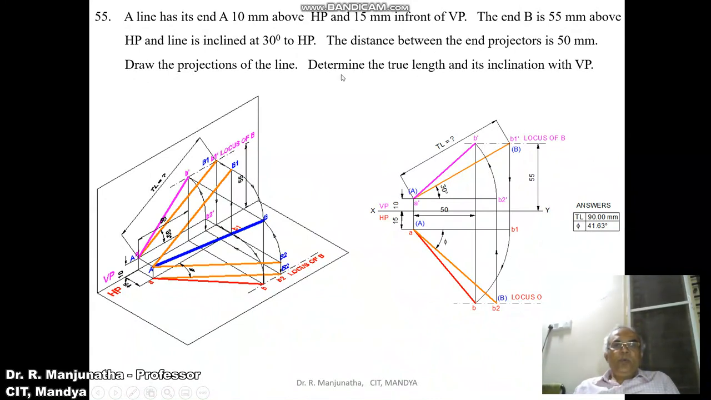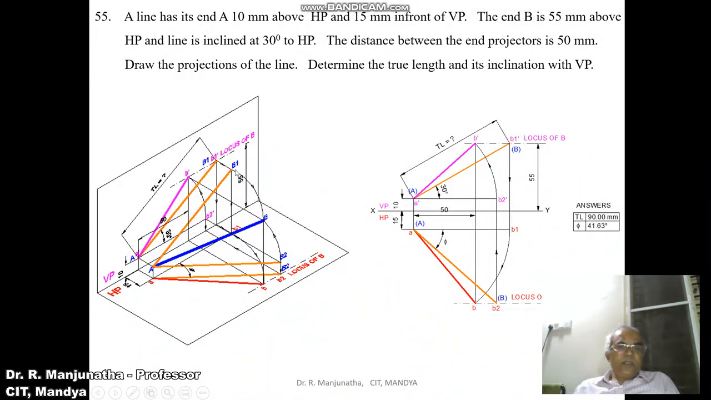Now we know the distance between the end projectors in the front view, which cuts the locus of B. Now our main aim is to find out the locus of B in the top view. So to do that, we have to take the true length in the front view. We know that the true length in the front view is this, which is AB1, which is 15 mm in front of VP, that is A, and B1 is also 15 mm in front of VP. So this is the true length in the front view, because the line is parallel to VP.